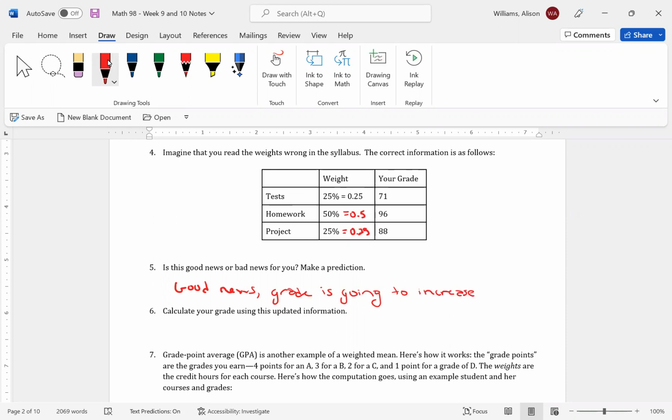So that'd be my prediction. My prediction, maybe a low A. That's my prediction. Let's see. Let's calculate our grade using the updated information.